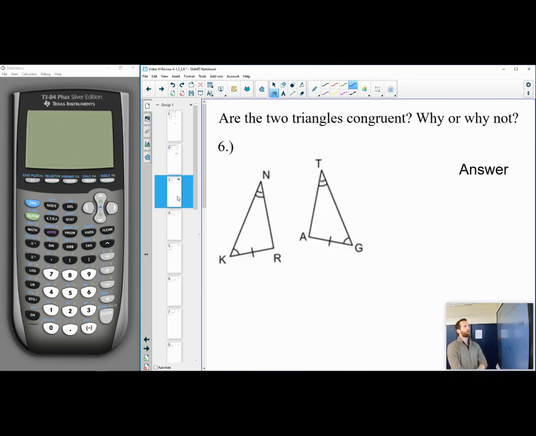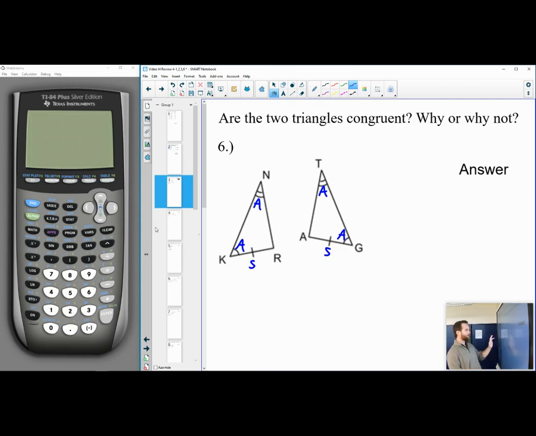Okay? All right, now we get to the real meat of what we're doing here. So are the two triangles congruent? Why or why not? So here we need to know our patterns, which congruence patterns work and which ones don't. So let's jump right in. Number six, I like to mark the pairs of congruent parts. So let's see, I've got a pair of congruent angles, so we'll put an A there for angles. I see another pair of congruent angles, K and G, and then we see a pair of congruent sides, segment KR and segment AG. And then we just have to see what pattern we have.